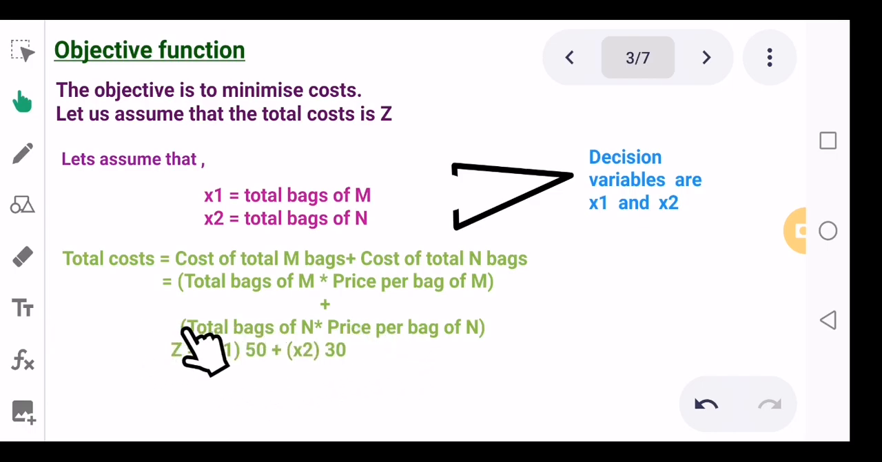The objective function is this linear equation, that is Z = X1 x 50 + X2 x 30. X1 and X2 are decision variables, and they have to be such that we get the least cost. The cost should be least. X1 and X2 should be a combination, a number, that would give us the least cost. That is our intention, that is our objective, to minimize cost.